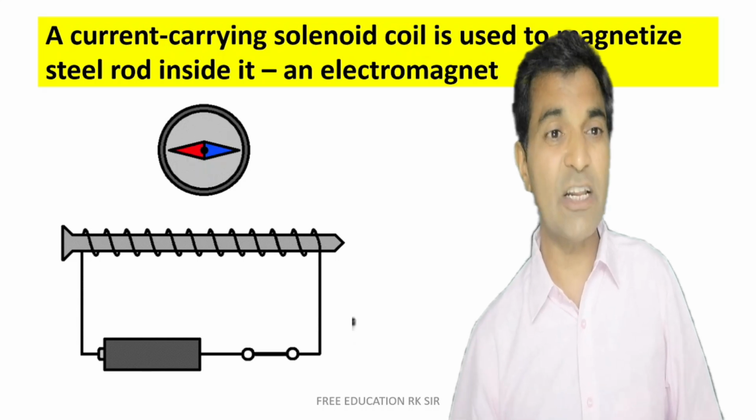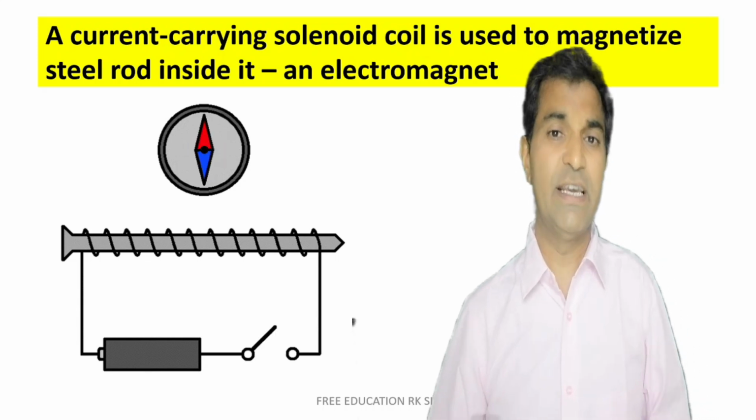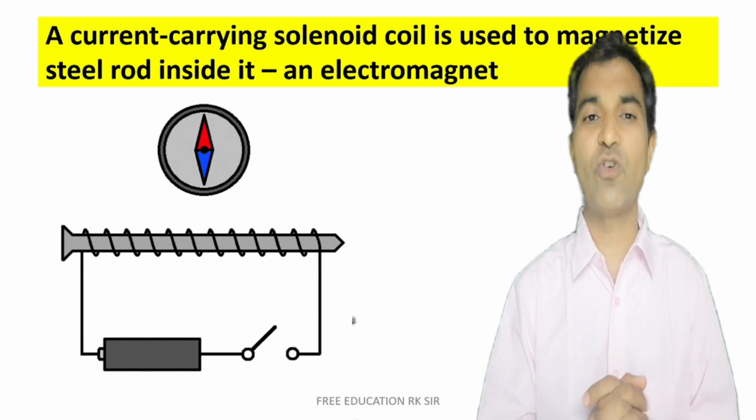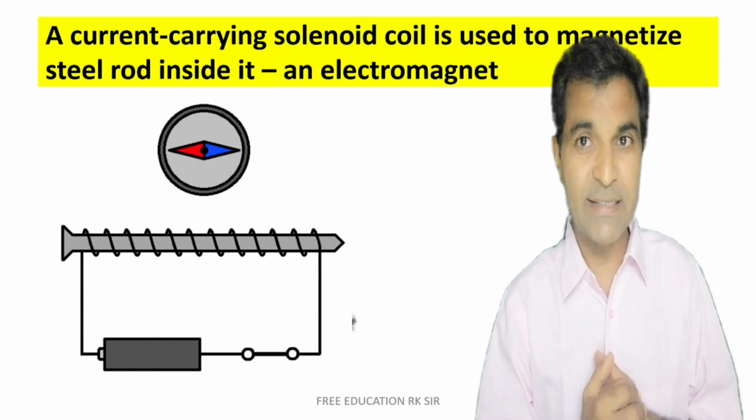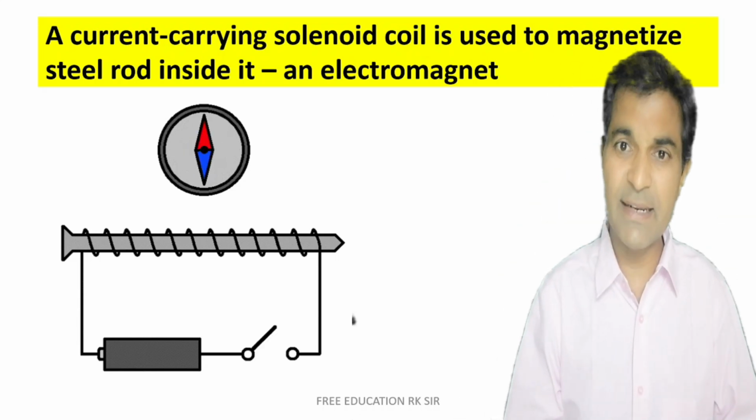Now the next topic is that a current carrying solenoid is used to magnetize a steel rod inside it, and that is known as an electromagnet. So what is an electromagnet?